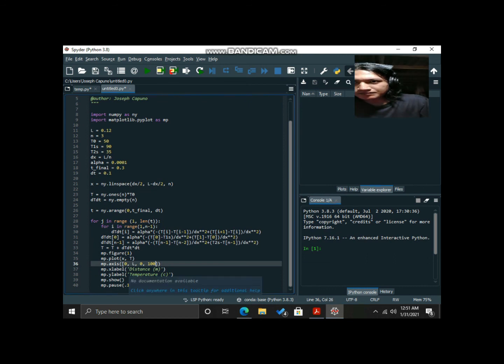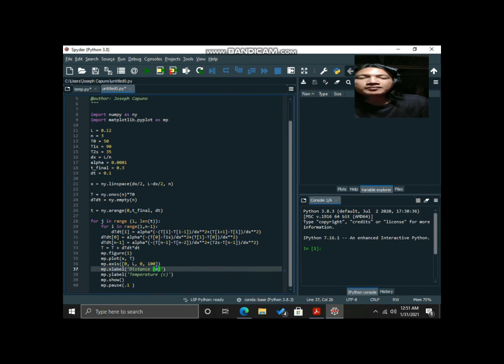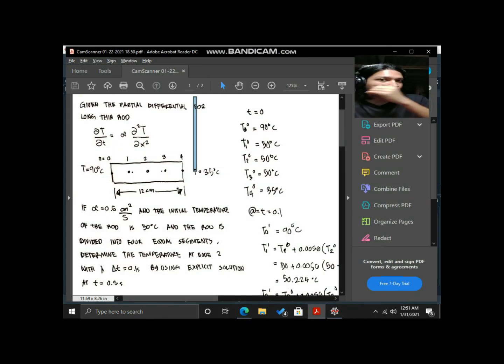Tapos ito naman mp.xlabel. Ibig sabihin papangalanan mo yung x-axis mo. In this case, distance yung ipapangalan natin, tapos m, meaning naka-meter siya. Sunod naman is mp.ylabel. Sinasabi ko nga kanina, ang pinagko-compare natin is yung distance tsaka yung temperature. So temperature lalagyan natin sa y in degree Celsius, kasi sa problem is degree Celsius siya.